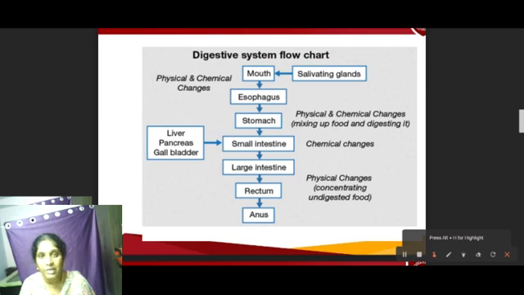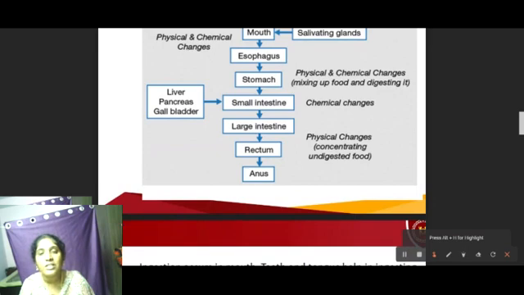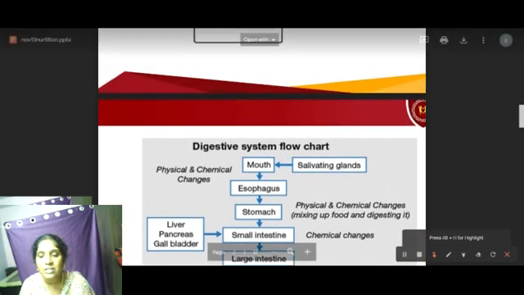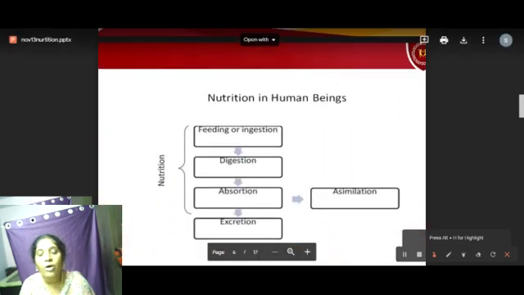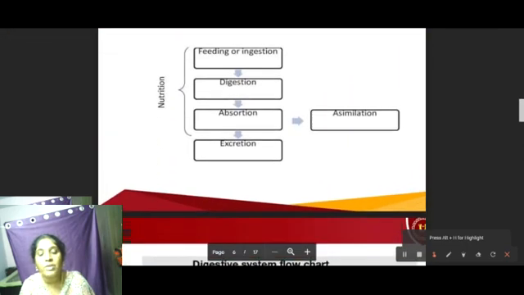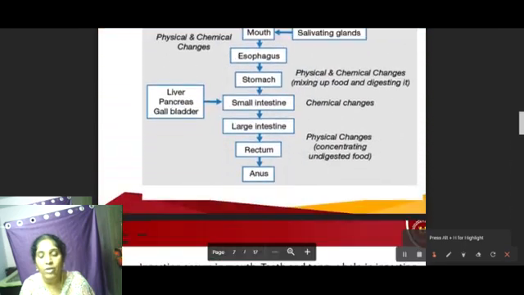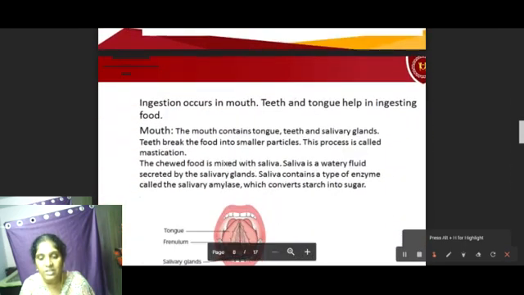Then comes assimilation. The blood carries the digested food material to all the cells in the body, where the cells utilize or assimilate the digested food material. Then comes excretion. The undigested food material is eliminated through the anus. This gives us all these steps which have been included in the pathway of the human digestive system.